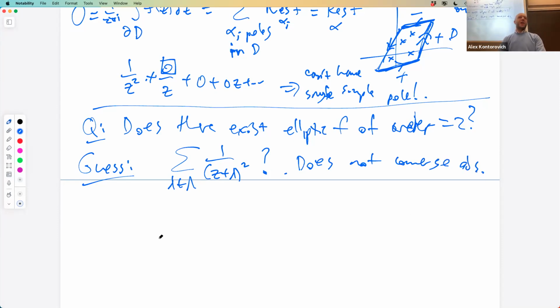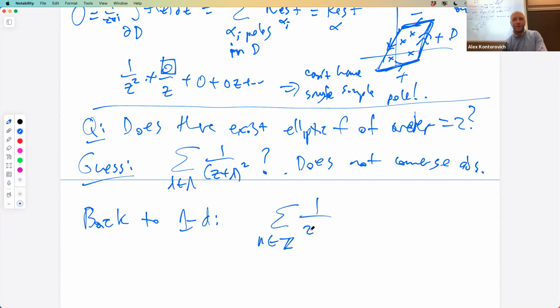In fact, we saw phenomena like this already. Let's go back to one dimension. We thought about functions like a sum over n in Z, if I take a single lattice, of 1 over z plus n. You guys remember this? Looking at a function like this, the nth term for n large, z is fixed, looks like the harmonic series. So the harmonic series diverges.